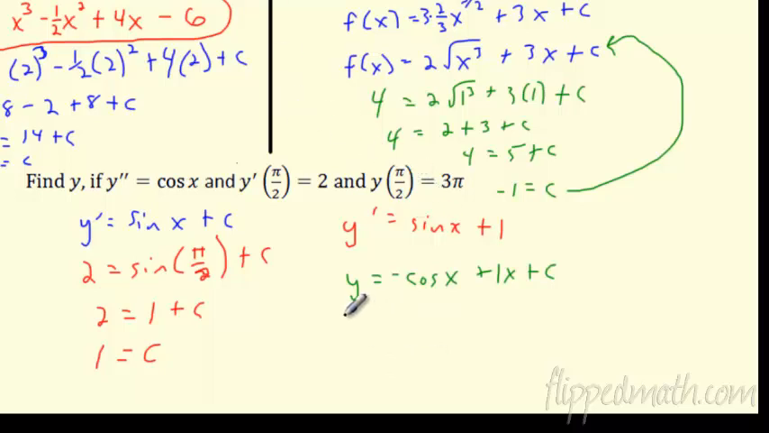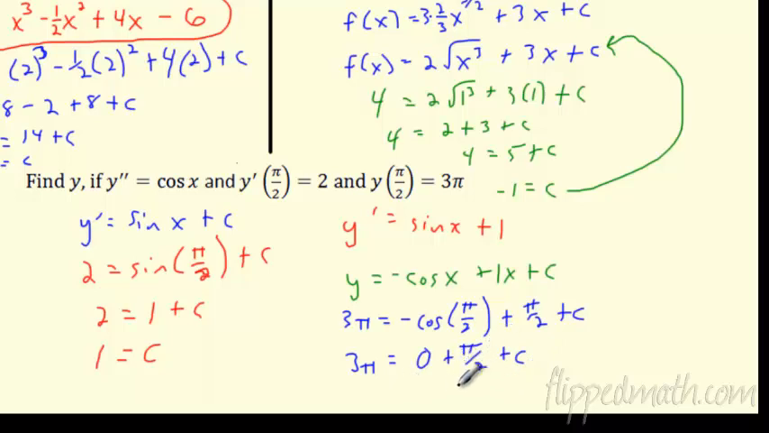So they gave me pi over 2. Now in this case it equals 3 pi. So in the original function, pi over 2 makes 3 pi. So I've got negative cosine of pi over 2, plus 1 times pi over 2, plus that c. So what is the negative cosine of pi over 2? Well, cosine of pi over 2 is actually 0, or -0, it's just 0. So I've got this pi over 2 plus c.